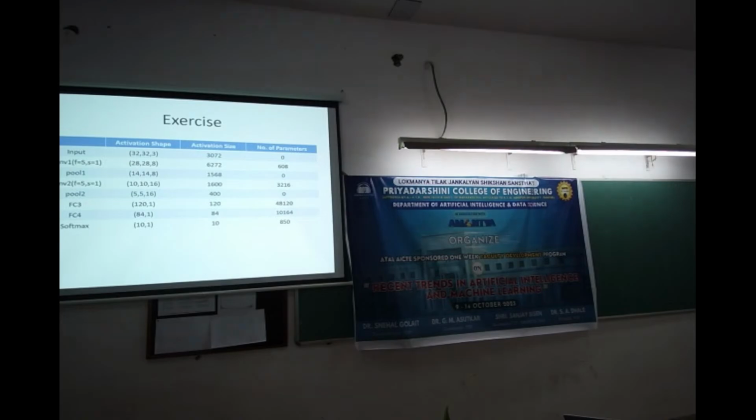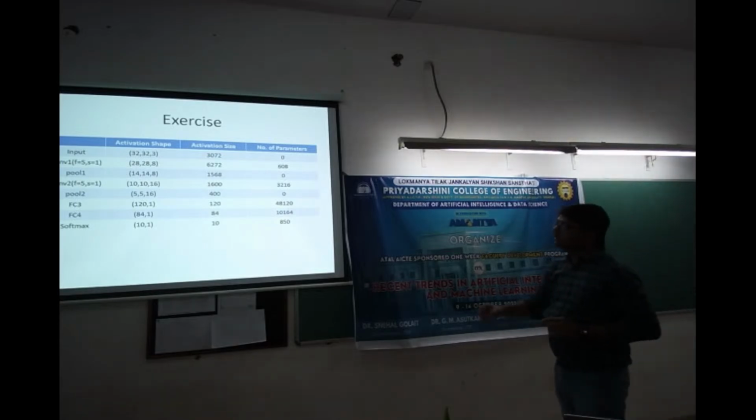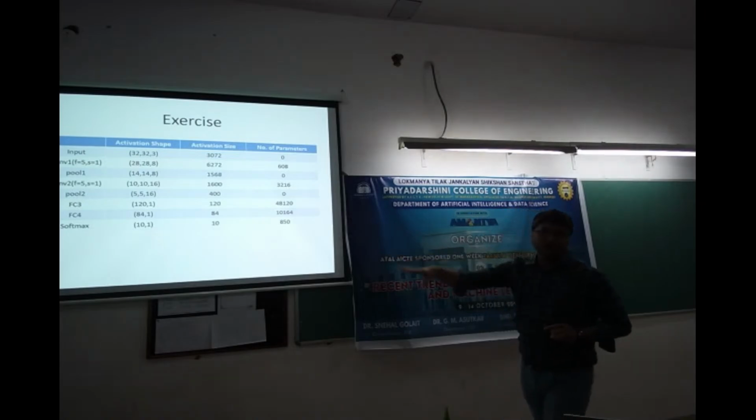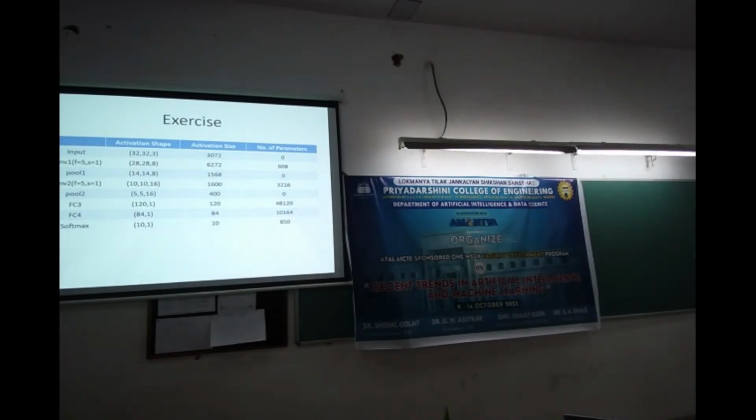I will explain this once again. When we look at this convolutional 2, then 28, 28, 8. We are applying 2 cross 2 max pool on that. If we apply 2 cross 2 max pool on 28, 28, it gets converted into 14, 14. The number of channels would be unchanged. In that pooling operation, the number of channels is not getting changed. So 28, 28, 8 is converted to 14, 14, 8.